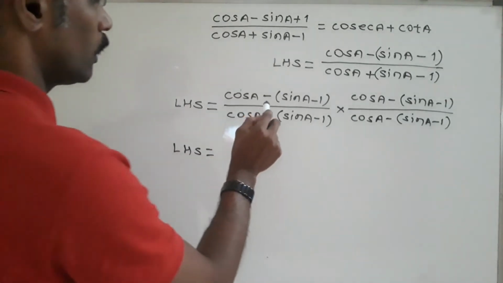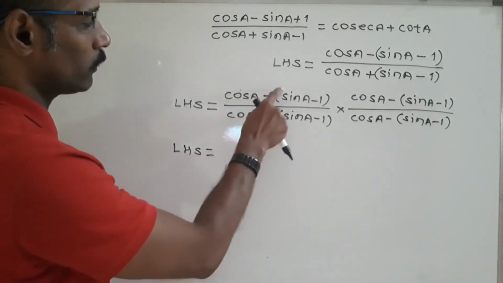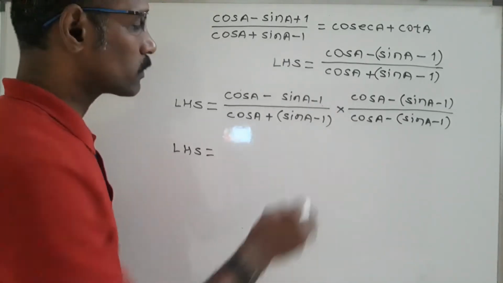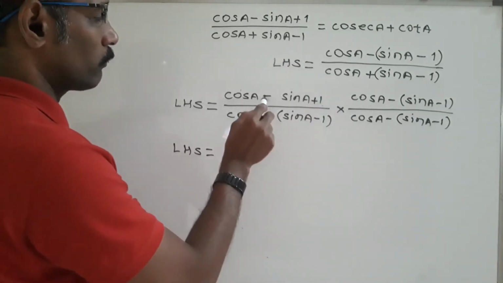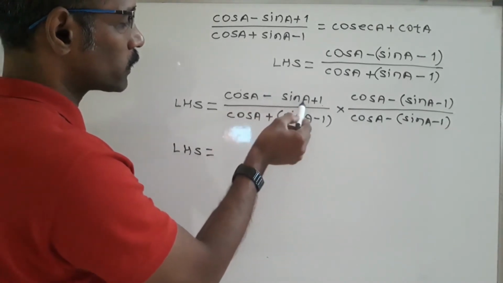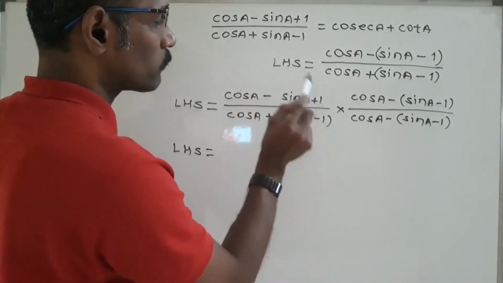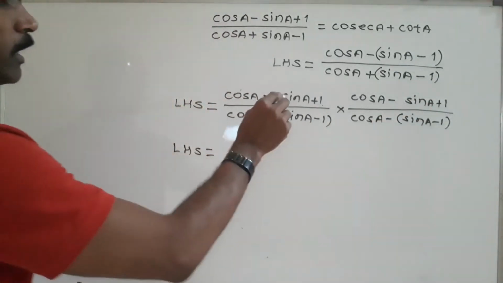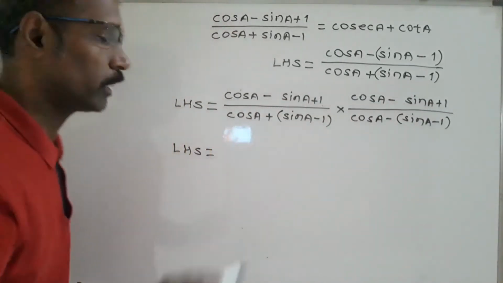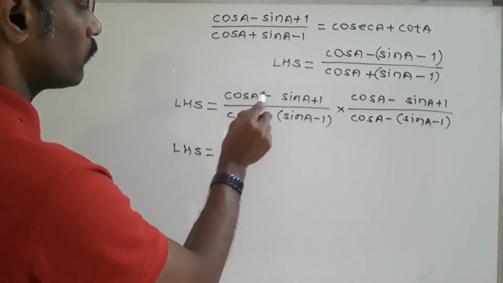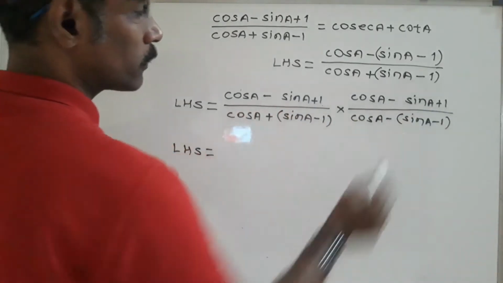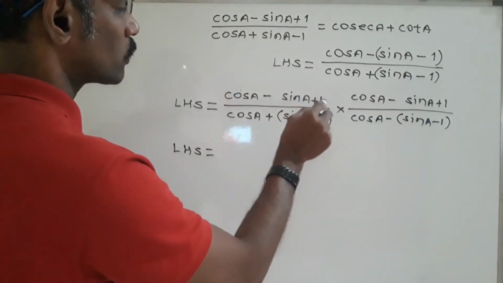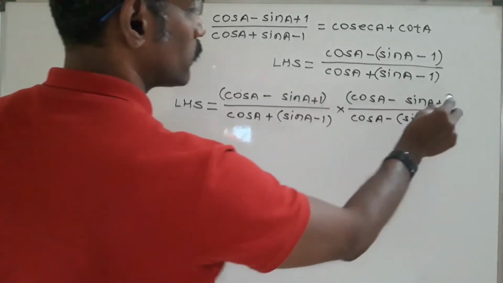LHS is equal to, when we remove this bracket, it becomes this way. Because of this minus sign, the internal signs change, plus becomes minus, minus becomes plus. Same here also. Only at the numerators, cos A − sin A + 1, same here. Therefore we multiply this bracket and this bracket.